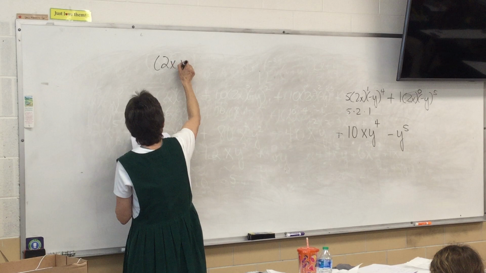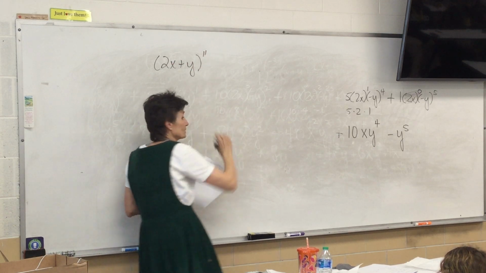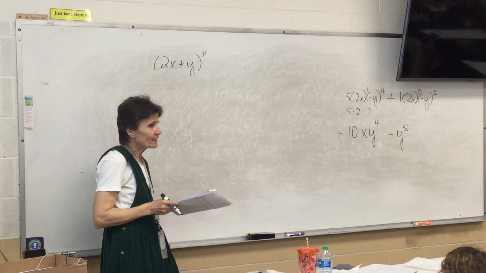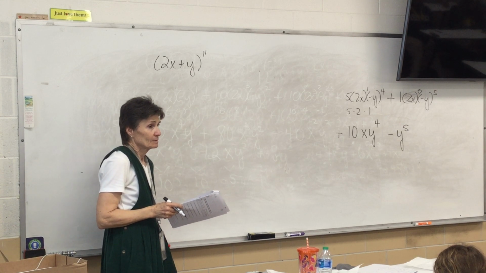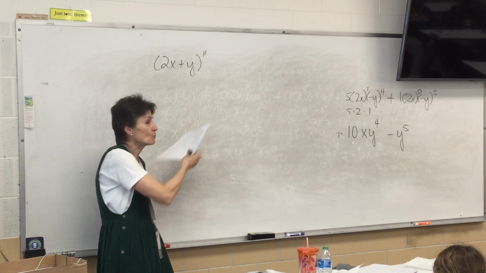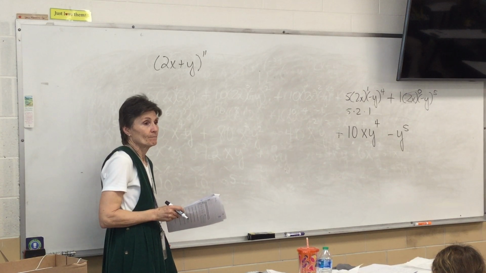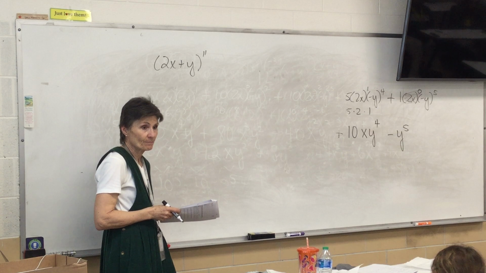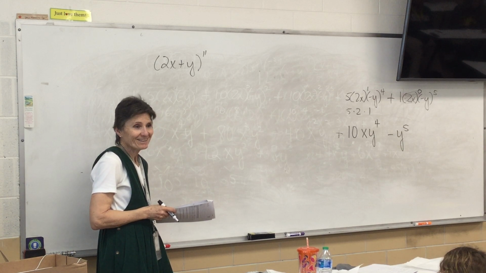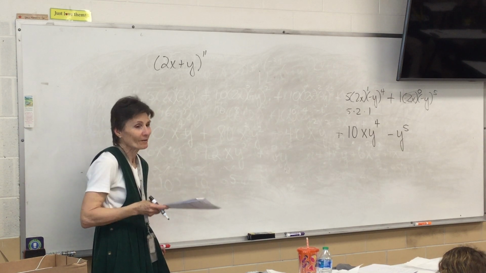(2x plus y to the 11th). What does that mean? I need to find... Well, how do I start? Pretend you're doing the whole thing. How do you start? You need the 11th row of the triangle, right? You just did it? God bless you. I'm gonna show you a shortcut for that too.